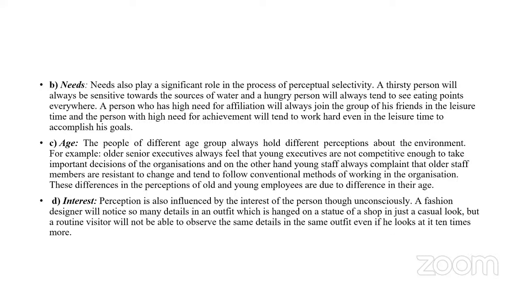Next one is needs. People have different needs. Somebody could be thirsty, somebody could be hungry. A person could have a need for achievement, need for success, need for affiliation. These various needs also play a significant role in the process of perceptual selectivity. That means these needs determine what we perceive and what we ignore.